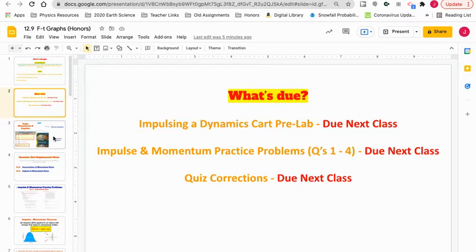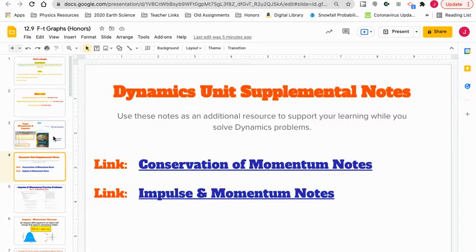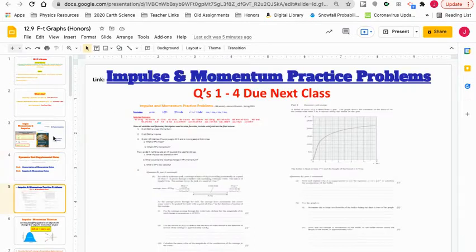Okay, so just kind of scrolling down. Again, here's those notes that you can go through. This is the link to the practice problems. You can also get there from Classroom.